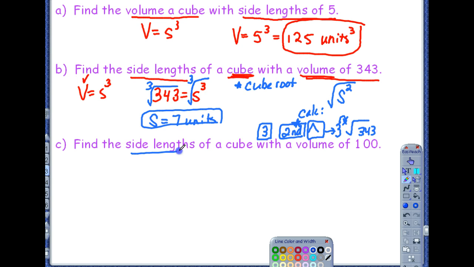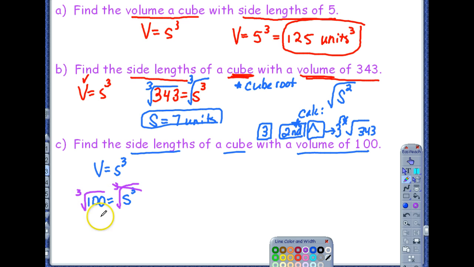So we're finding side lengths again of a cube, dealing with the volume of 100. I know the volume formula again, just keep reminding myself of that. They know the 100 is the volume. Now, the kind of work that you're going to show us, guys, just because this is a newer idea, we want to see that you're taking the cube root. So show this, all right?